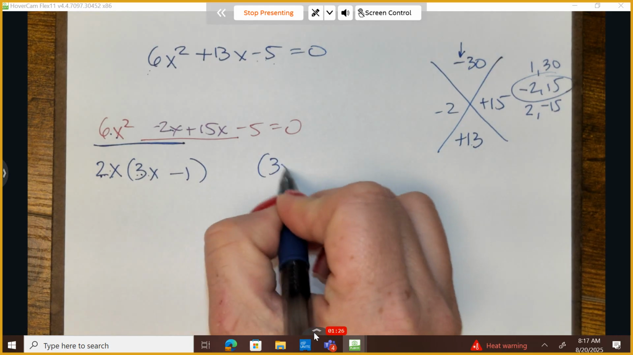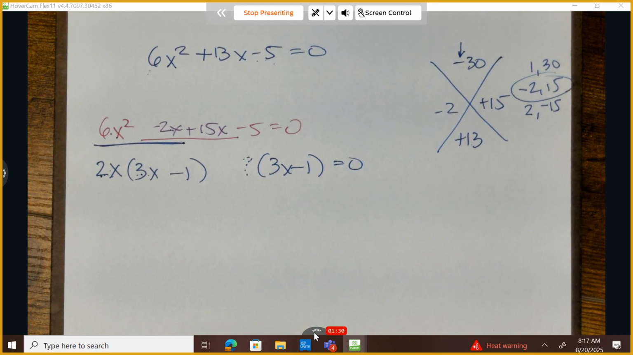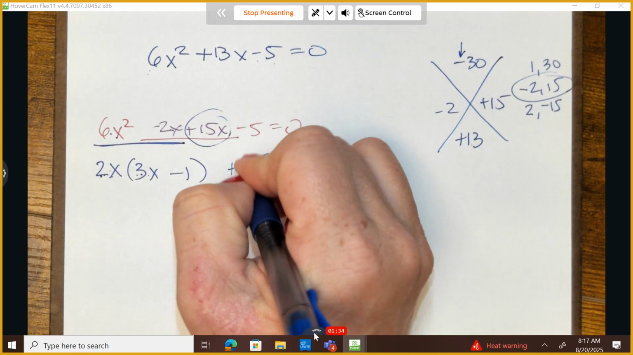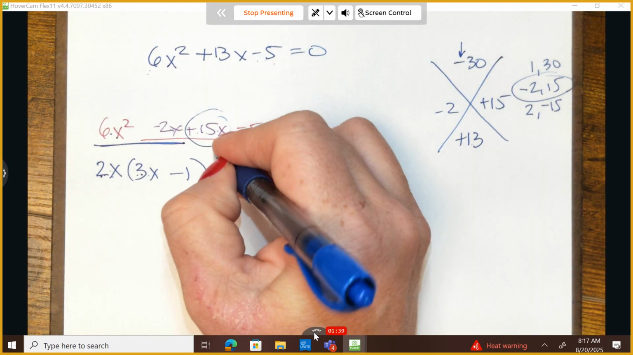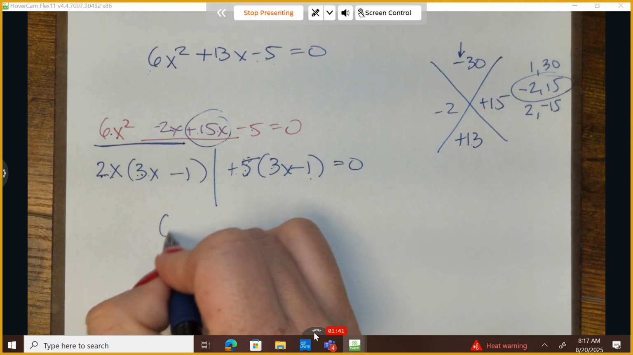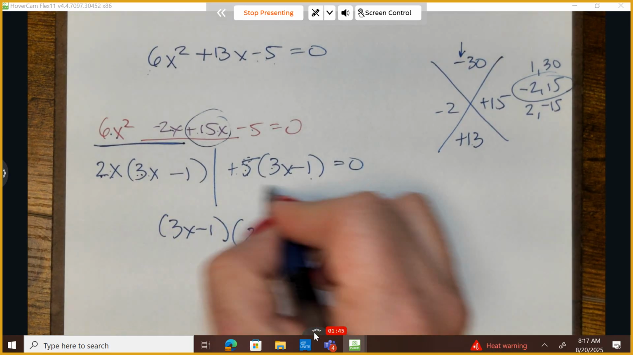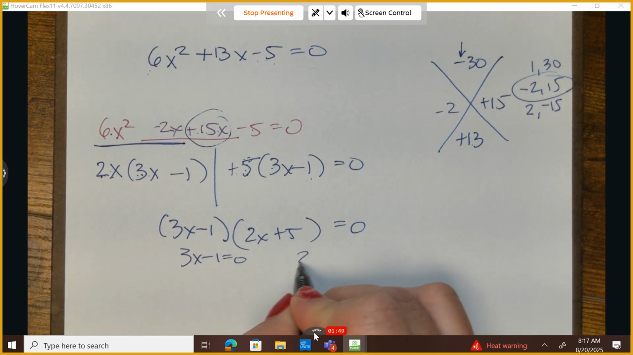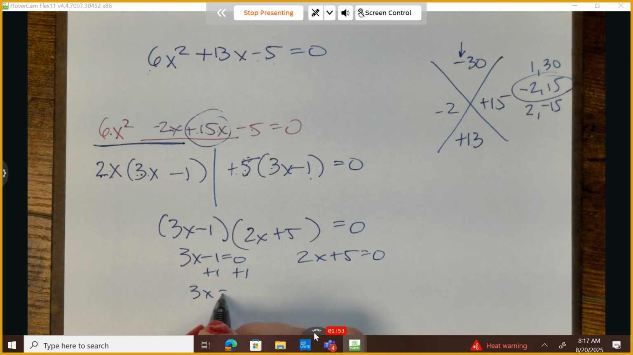Whatever is here, I'm going to copy and paste over again. And now, if this is factorable, there's a hidden number here. What times 3x gives us a positive 15? That is a positive 5. 5 times 3x is positive 15, and 5 times negative 1 is negative 5. They both, the front and back, have a 3x minus 1. What's in front of the first group? 2x. What's in front of the second group? A positive 5. Now I'm going to set each group equal to 0, and I'm going to solve. This is one way for you to solve this.